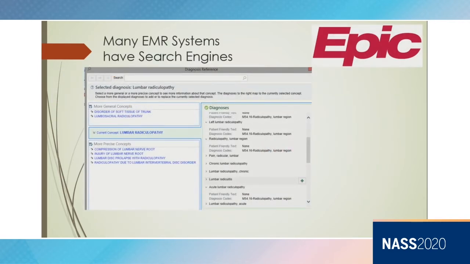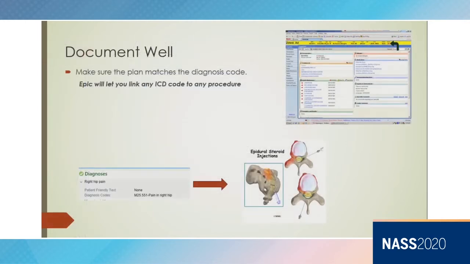I think that's really important because EMRs like Epic have an ability for you to look up the diagnosis code and give you that degree of specificity, but there really is no safety net. Epic will let you relate any code to any procedure. And so for something like a diagnosis of hip pain, trying to relate that ICD-10 code to something like an epidural steroid injection or a decompressive procedure will potentially result in you not getting paid.